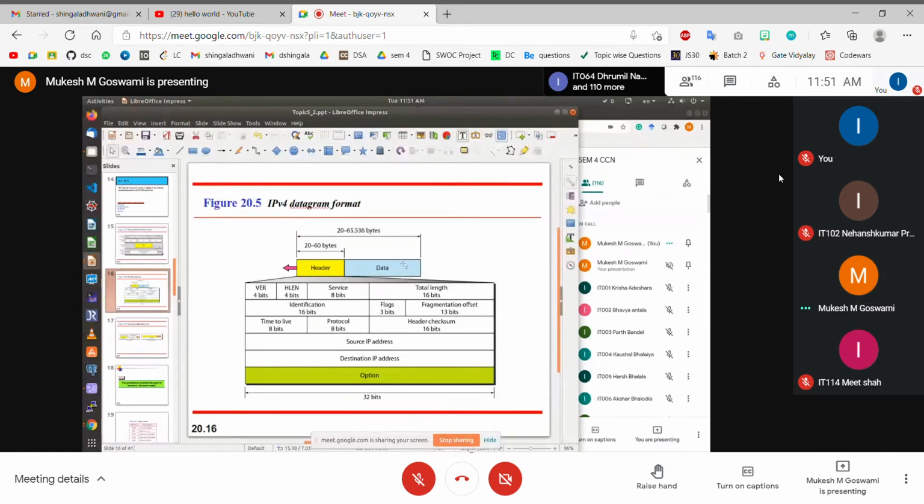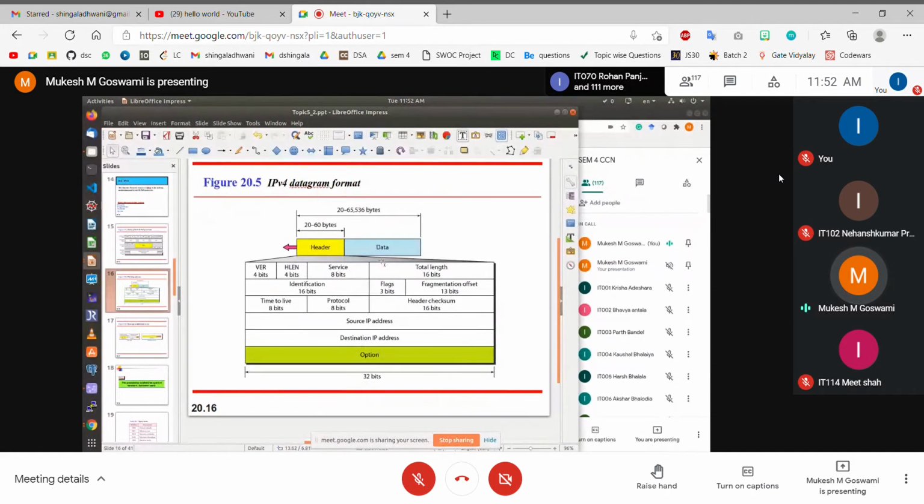We discussed in the previous class that the IP header consists of a minimum of 20 bytes to a maximum of 60 bytes, and the overall length of the IP packet, including the header as well as data, can be anywhere between 20 bytes to 65,535, that is 2 raised to 16 bytes, right? And we also discussed the various fields that are available in the IP header.